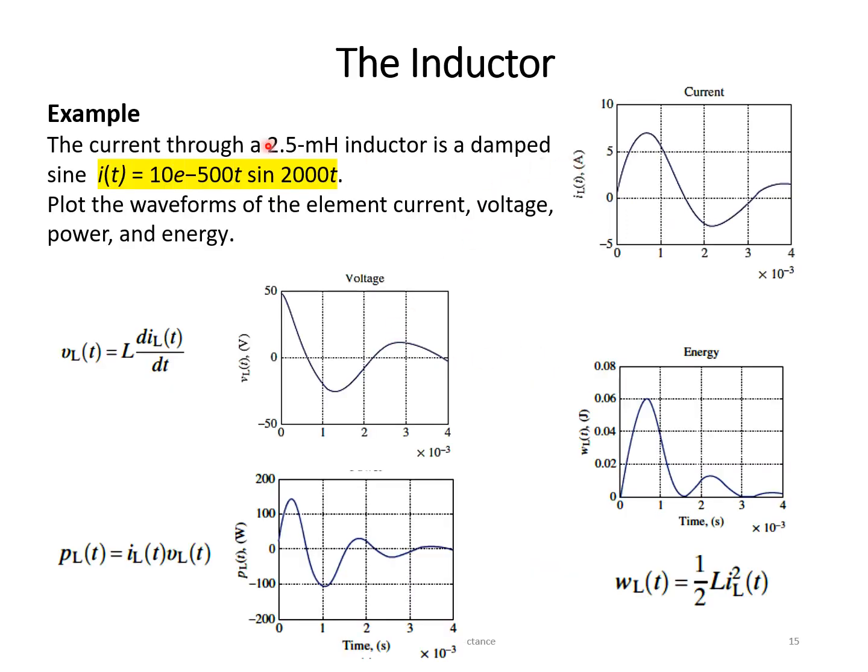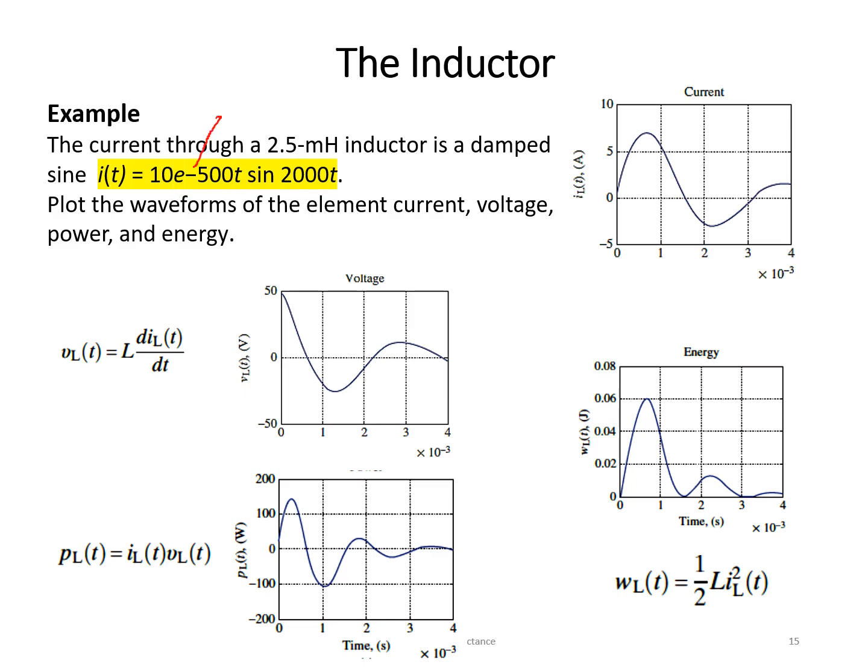Now again, in this example, a 2.5 millihenry inductor. This is the current through the 2 millihenry inductor, and this is a composite waveform. We have discussed it in chapter 5. This is a damped sinusoid, and this is a damped sinusoid. This is 10 e raised to the power minus 500t. Be careful about that. There is a mistake in it. I will just correct it.